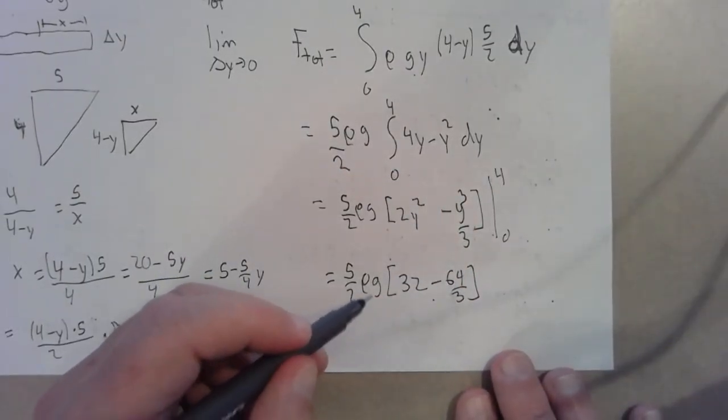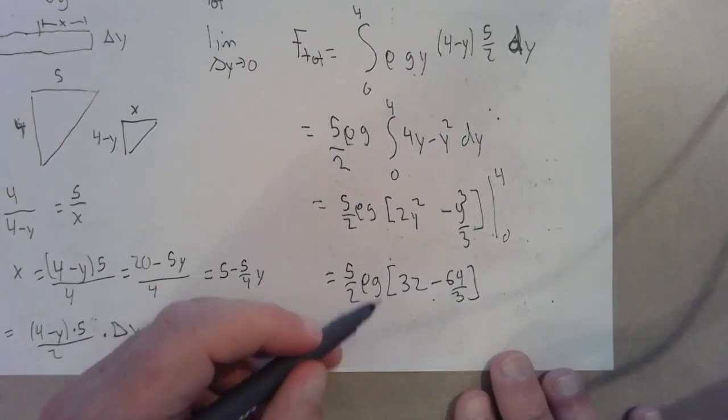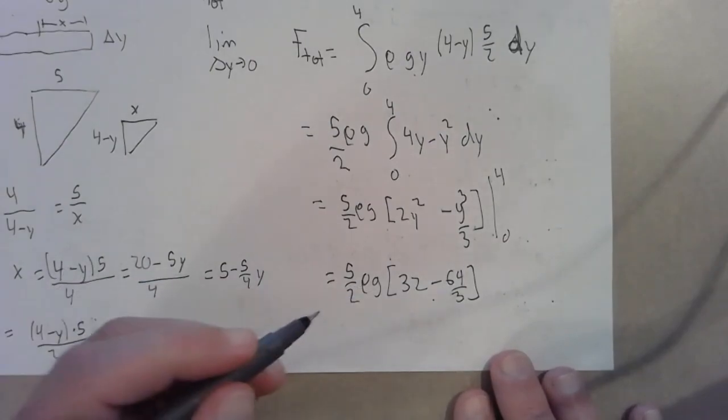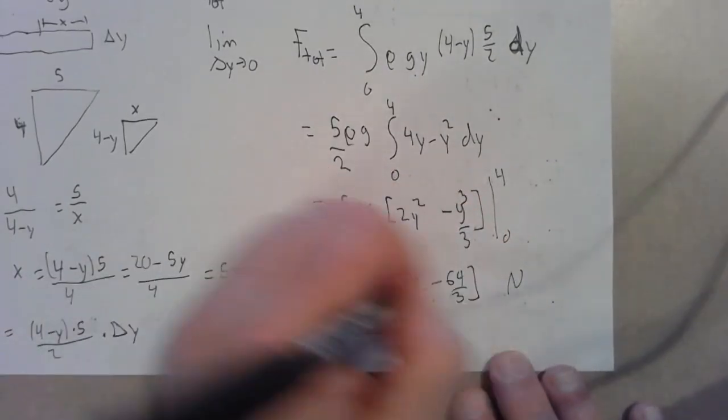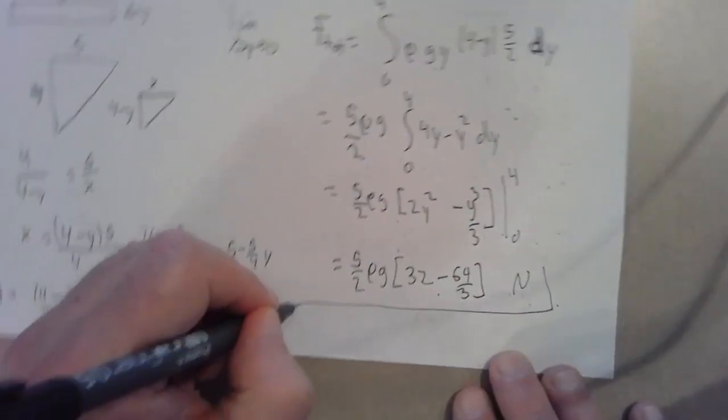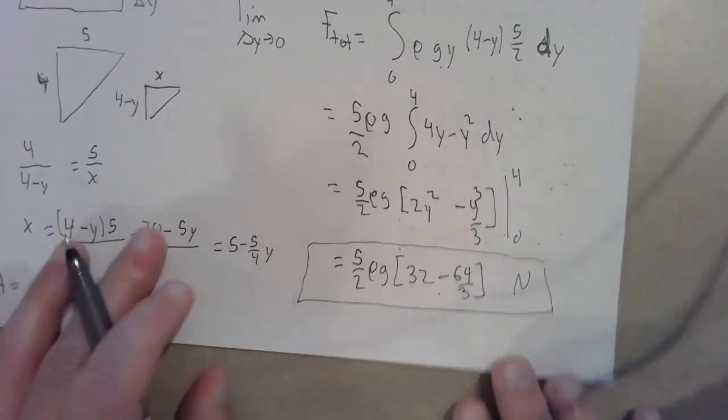Rho, of course, is 1,000 kilograms per cubic meter. G is 9.8 meters per second squared. We plug all that in and we get newtons. I'll let you guys clean that up on your own. That's our final answer.